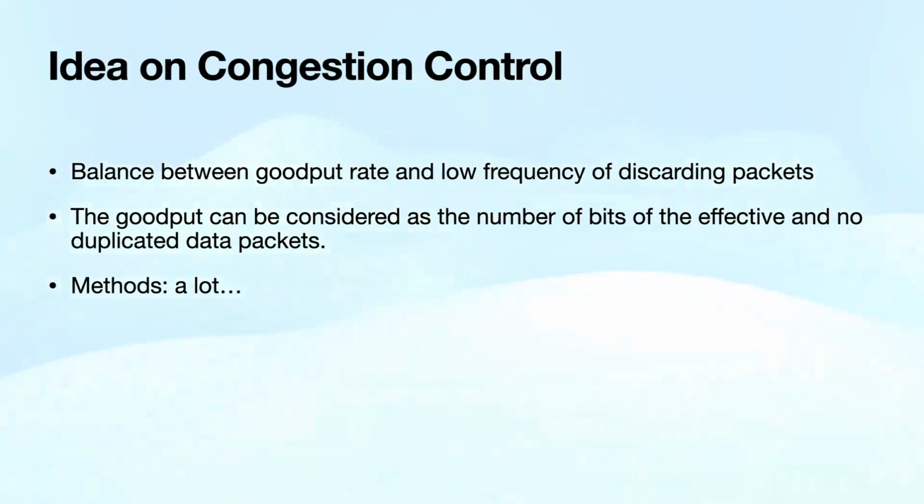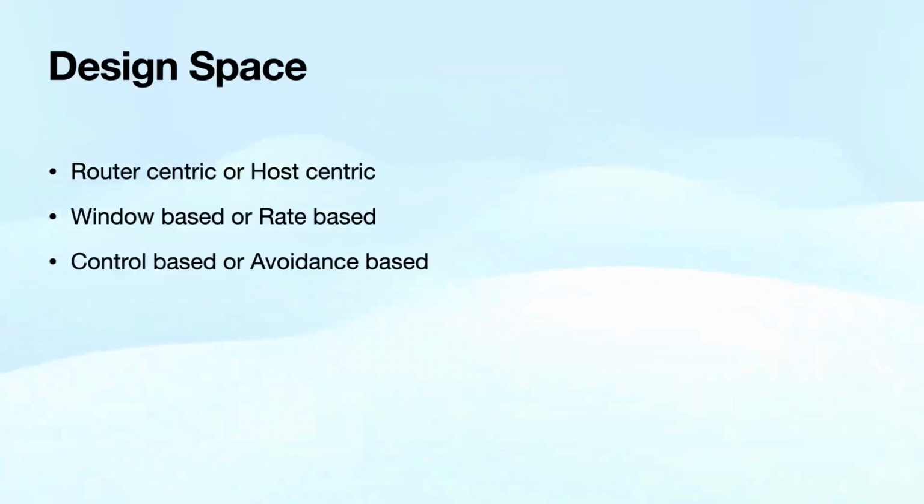There are a lot of methods in different domains. Let's see the design space. When managing resources in a network, we have to decide where to control it. Inside the network, like the routers or switches, or at the network edges, like computers or part of the transport protocol. It is not just one or the other. Both parts play a role, and it is about who does most of the work.